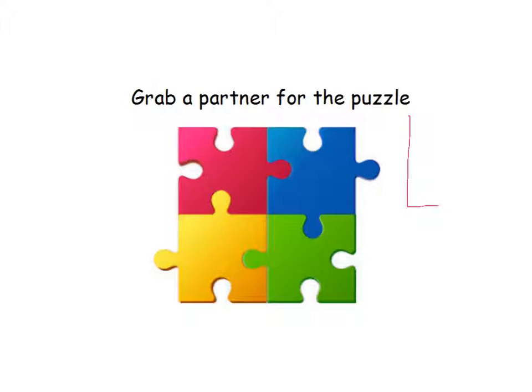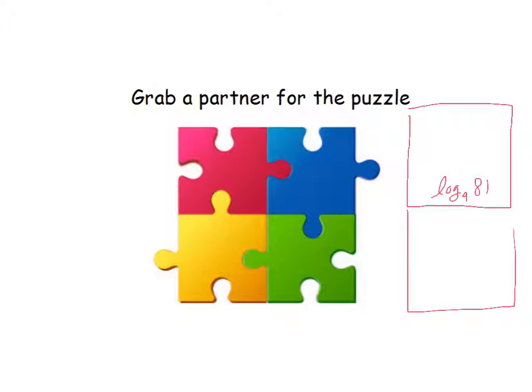The squares are going to have different kinds of things on them. You might have something like, let's say, log base 9 of 81. If that's what you have, I'm looking for you to evaluate it. What is log base 9 of 81? And because you did Quizlet, you know that's 2. So you would have to find a puzzle piece that has a 2 and match those up.